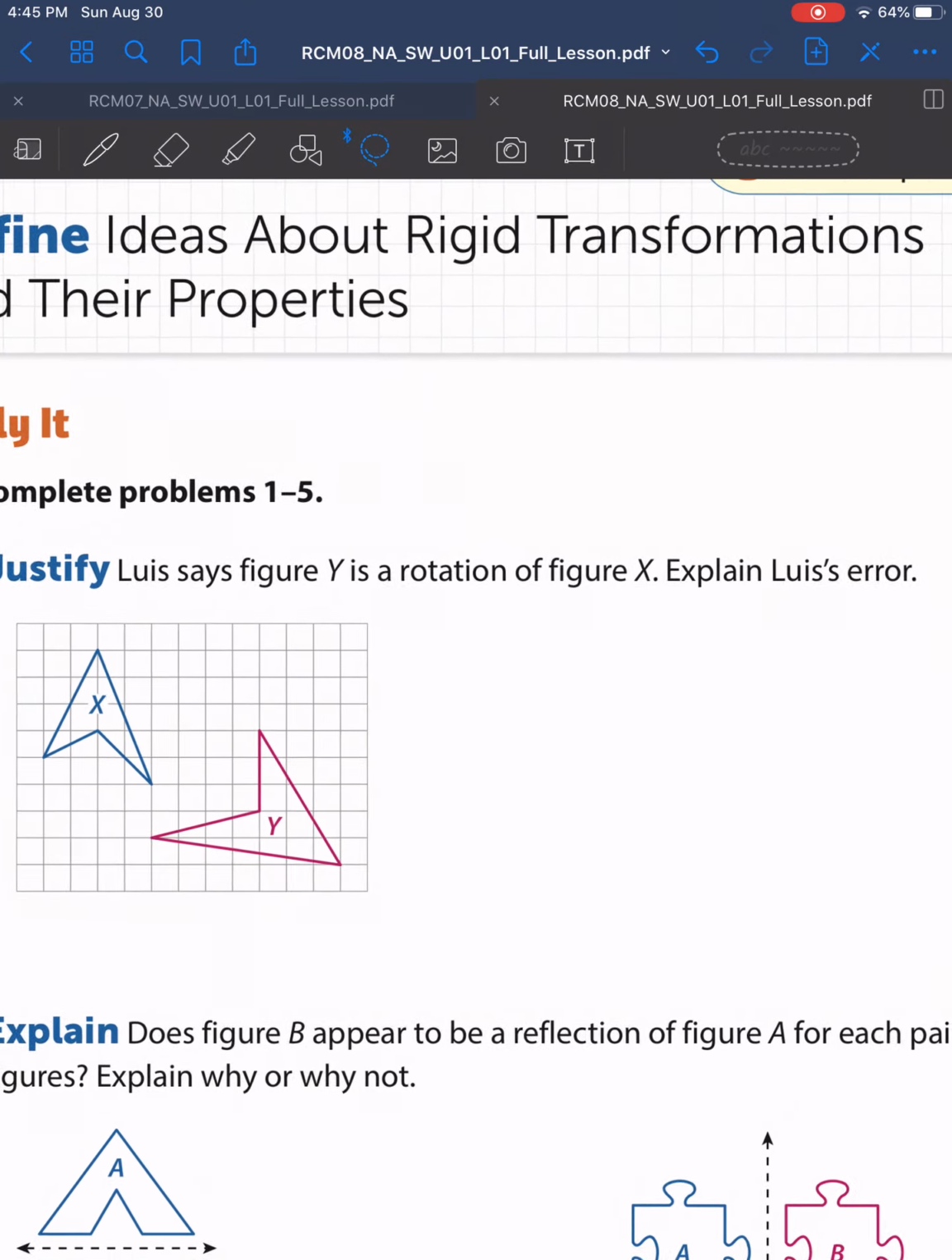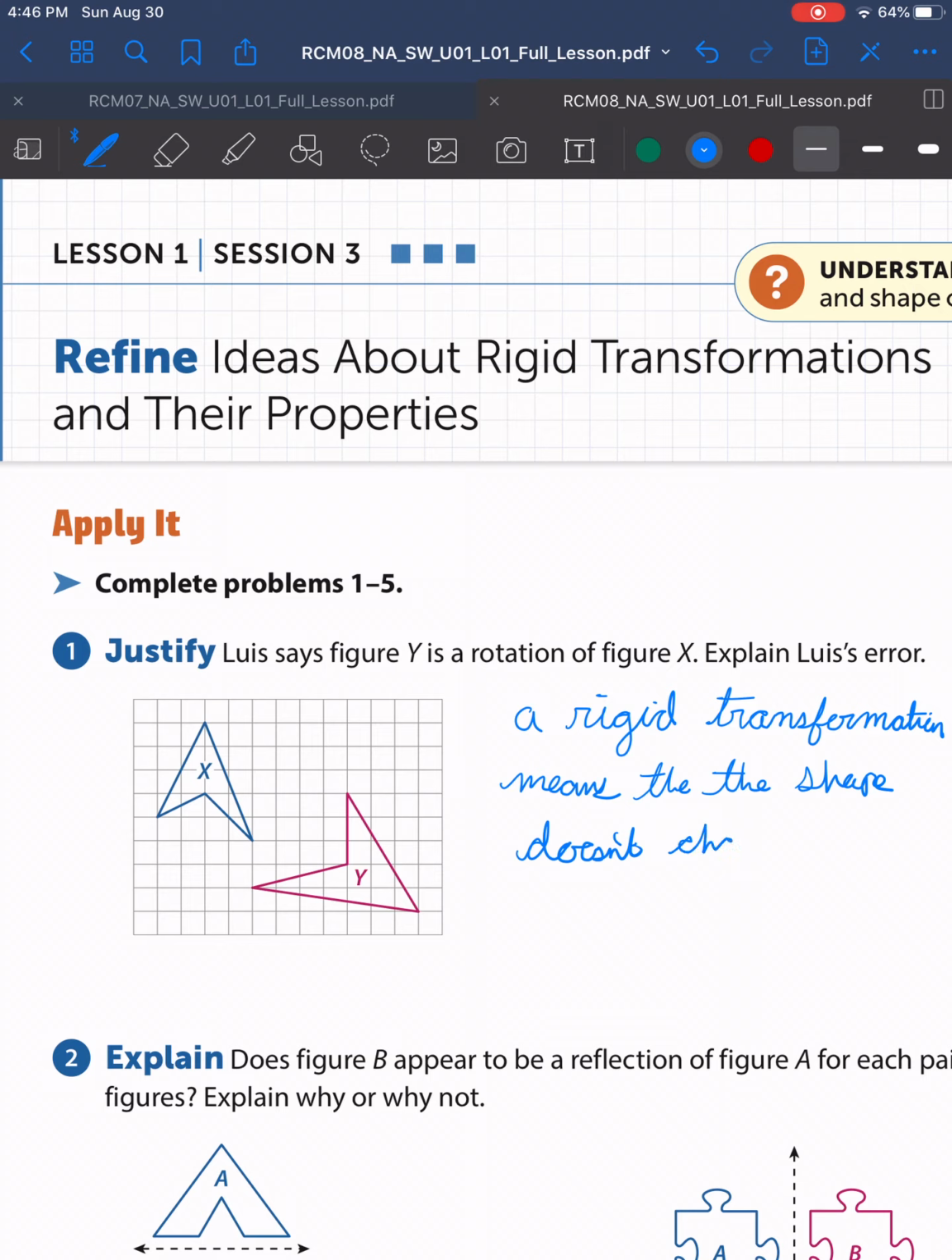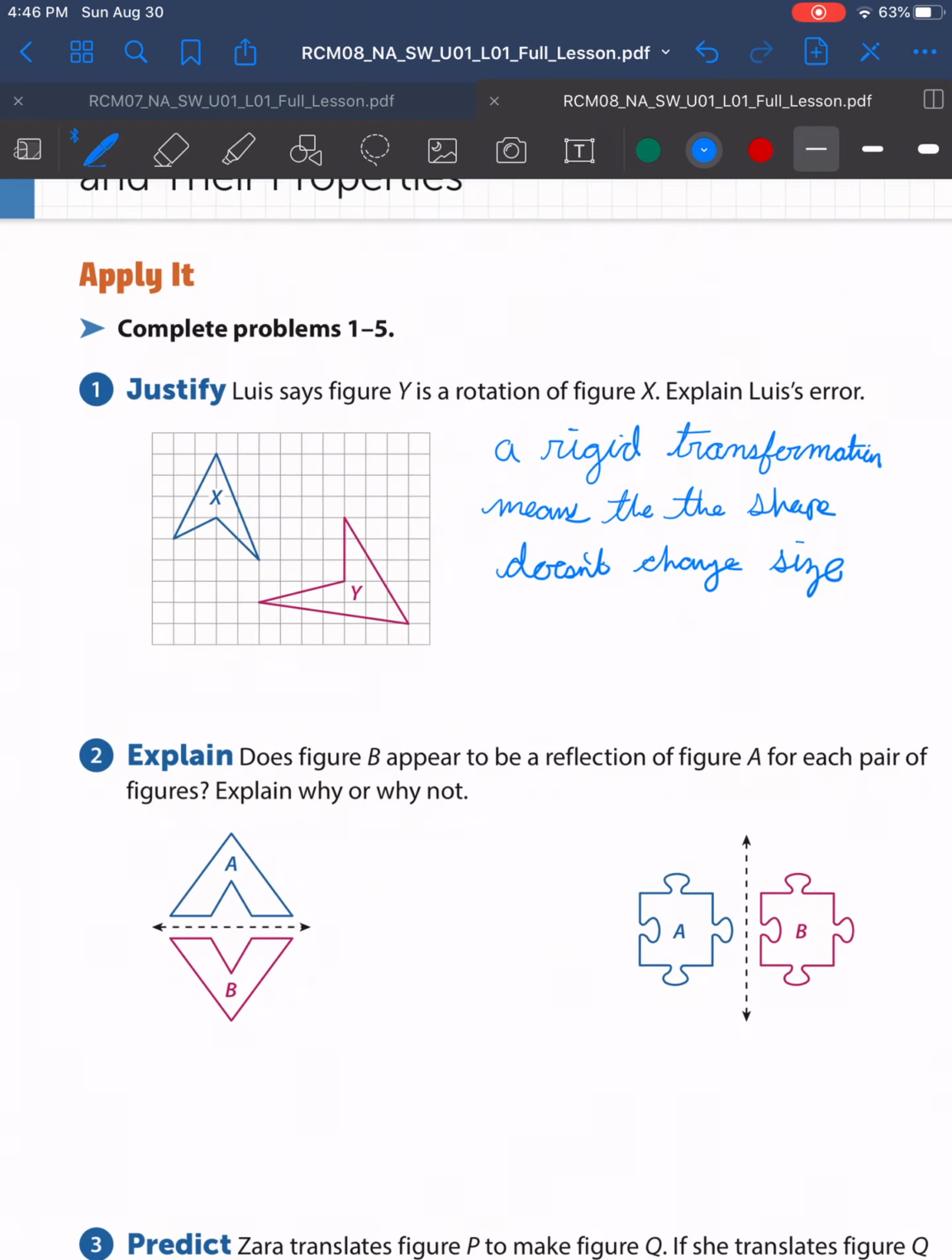So what is Lewis's error? His error is a rigid transformation means that the shape doesn't change size. Sorry for my terrible handwriting. A rigid transformation means the shape doesn't change size.